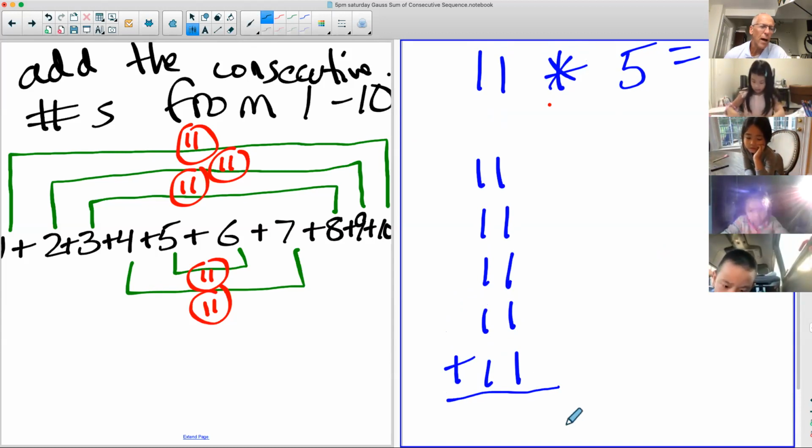Which one did you do, Valerie? The multiplication, 11 times 5 is 55. Or did you do the addition? Addition. And which column did you add first?